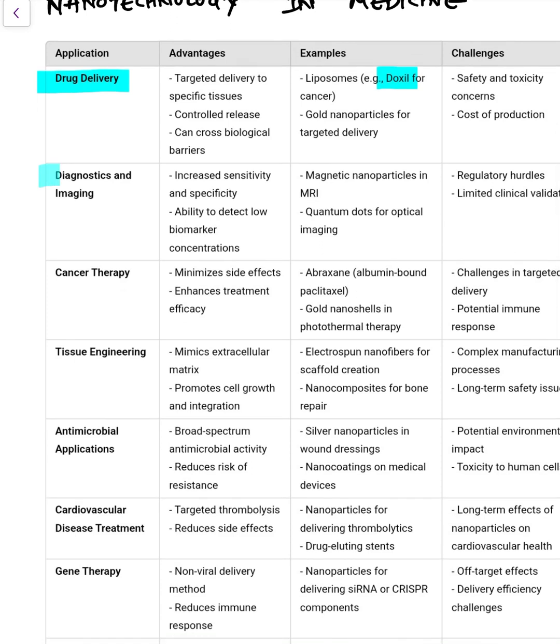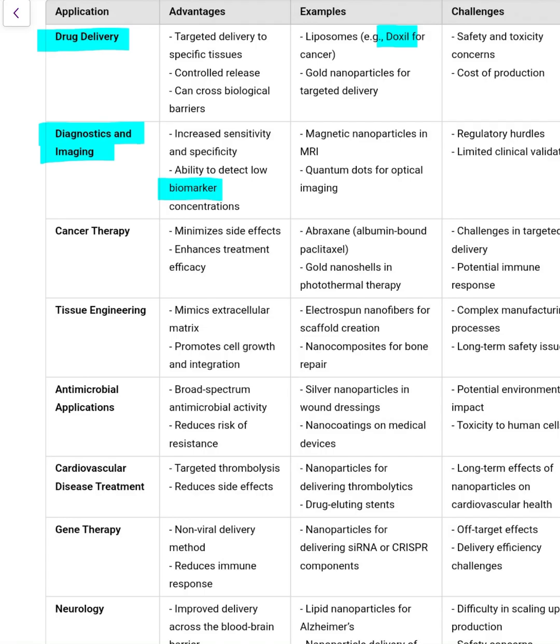Next is diagnostics and imaging, guys. Many biomarkers are used for multiple diseases. If you think about cancer, suppose ovarian cancer, we use CA125, right? And we can detect that biomarker at an early stage, even at low concentration. Other than that, even in imaging like MRI and PET scan, we can use nanoparticles. The nanoparticles will act like a contrast for a specific tissue, and then if you take the MRI or PET scan, it will be a clearer and more detailed image, right? So it will act like contrast.